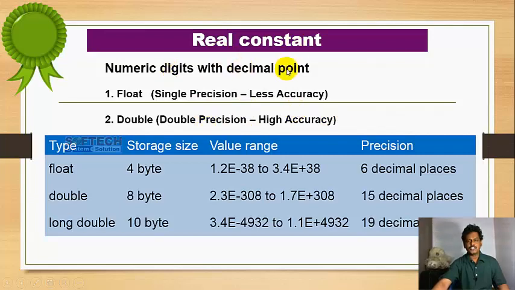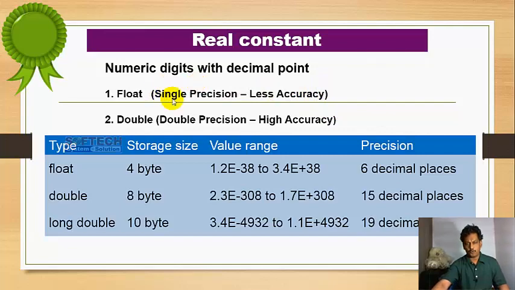A real constant is numeric digits with a decimal point. An integer constant is a whole number. A real constant is a fractional value, that is, numeric digits with a decimal point. That is 32.5, 45.6. These are all real constants. If we want to denote the roll number, serial number or age, we use integer constant. If we want to denote the salary or percentage of marks, we use real constant. If we want more accuracy, we use double. If we want to store in less accuracy, we use float.